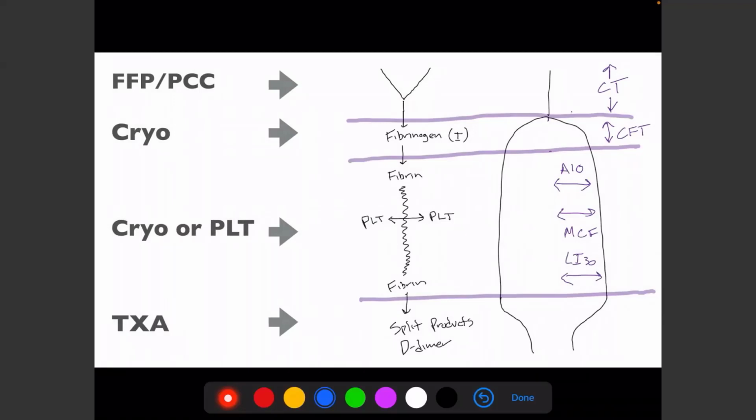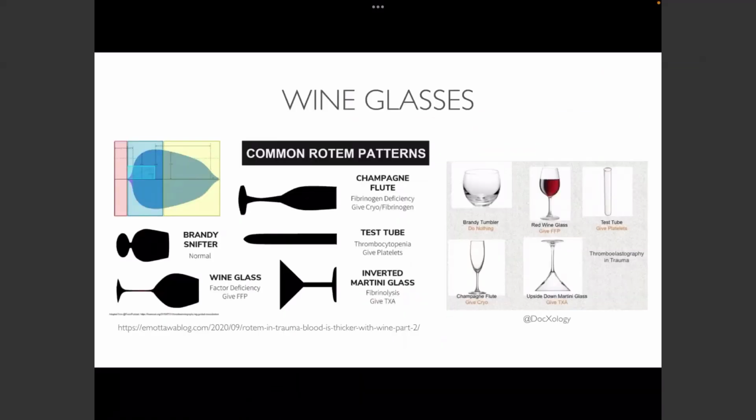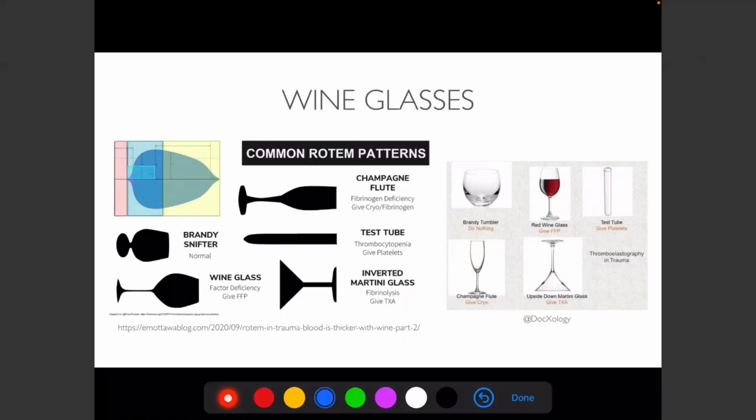If you have a problem in the A10, MCF, lysis 30 index, it's either a platelet problem, remember, or a cryo problem that I'll show in one of the examples. So you give one or the other, and then if you have too much breakdown, then it's TXA, and it's really that easy. So there's quite a bit of protocols and wine glasses and things like that, but I think if you kind of understand what the graph shows, it makes it much easier.